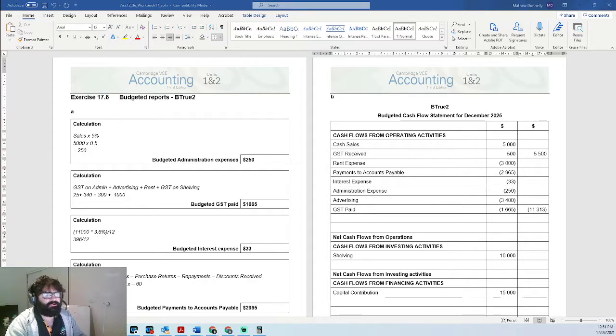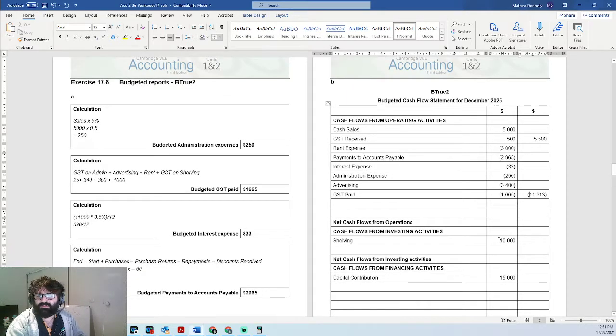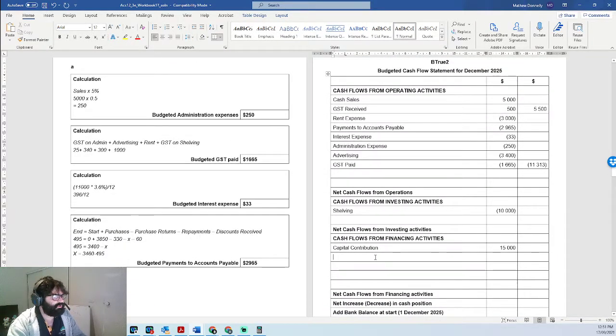We can see that right off the bat. And we see shelving, 10,000. Now, because we did pay for shelving, it is in brackets. We got capital contribution. We do have the loan from EK Finance, which, if we remember from the question, they used that to pay for shelving. So that's an inflow of 11,000.